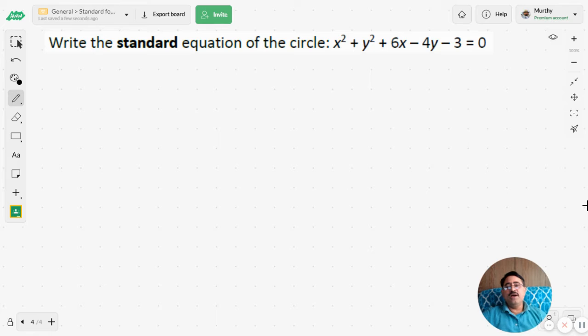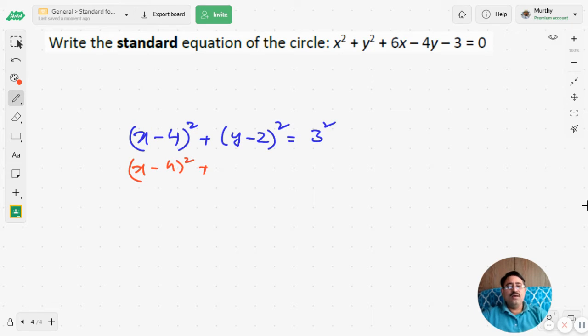So here the question is, write the standard equation of the circle x square plus y square plus 6x. In the previous session you learned that some (x minus 4), just taking some numbers randomly, then (y minus 2) square equals to maybe some 3 square. So this one I can compare with (x minus h) square plus (y minus k) square equals to radius square. So what does the radius mean? Radius is, you can see that it is 3 units.